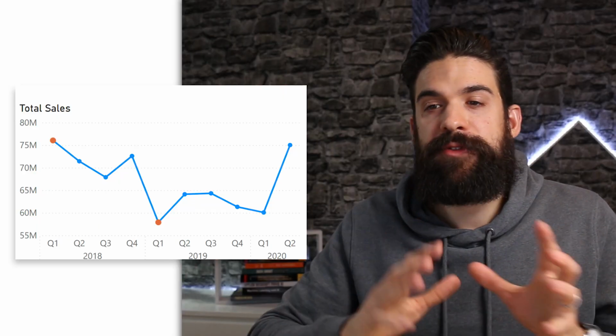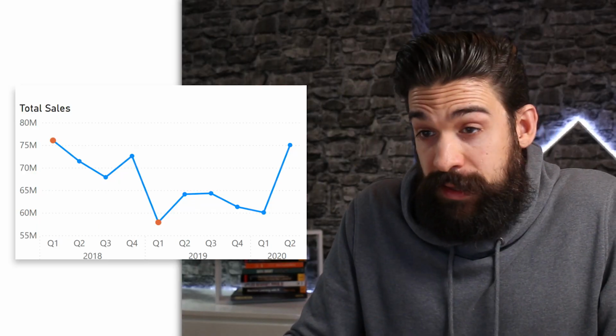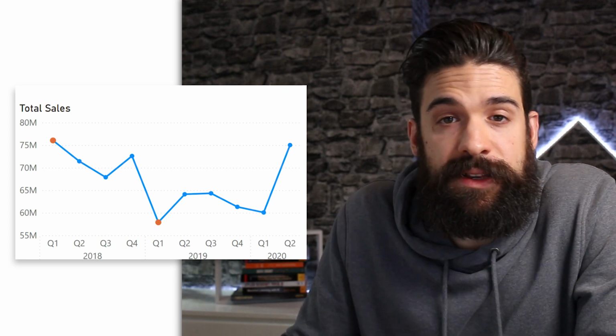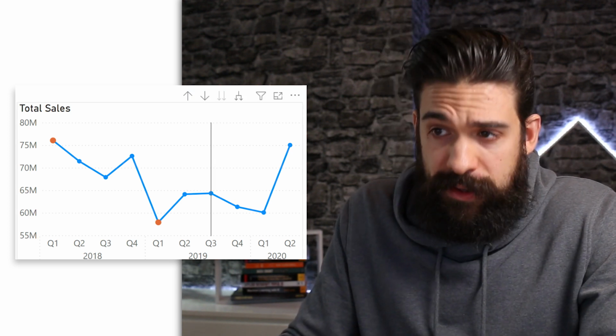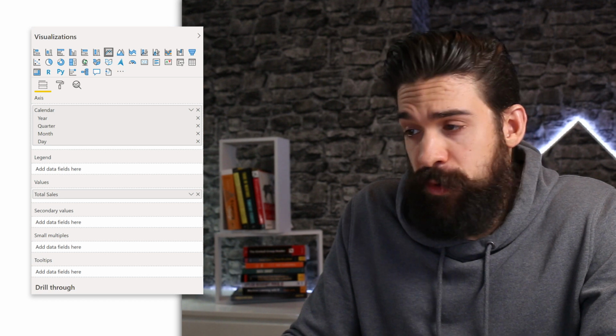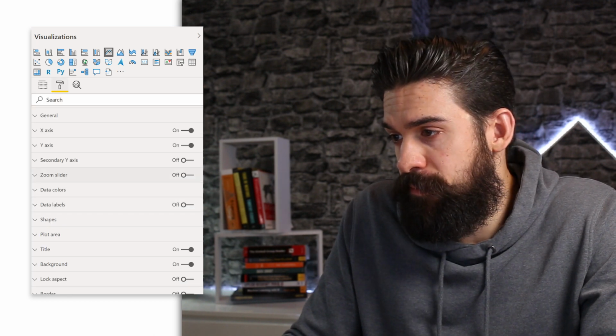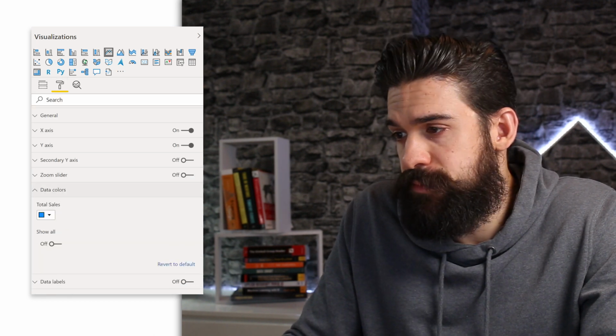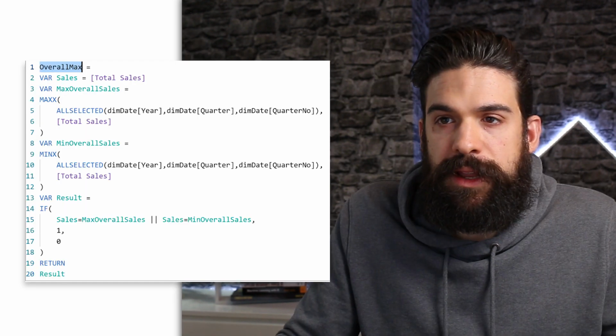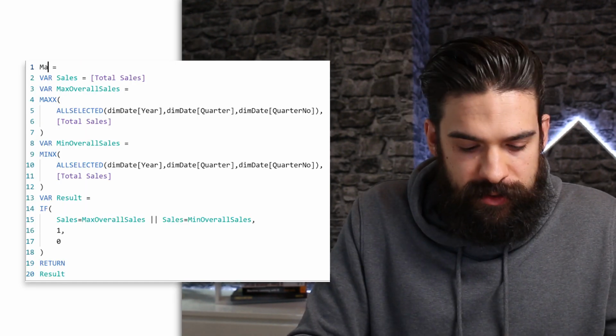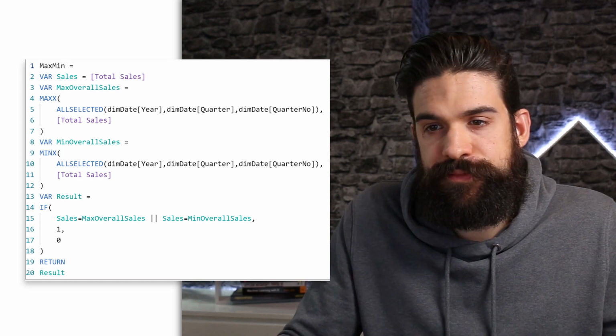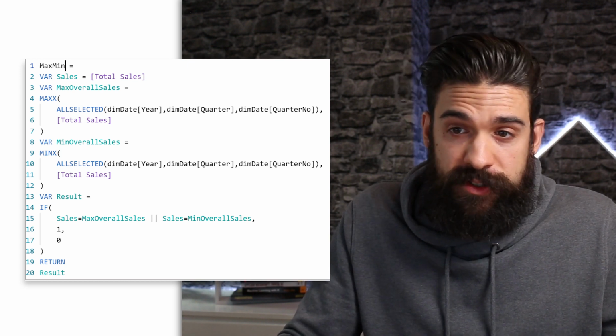Now, if you want to have different colors for the highest point and lowest point, then we just need to adjust the measure a little bit and the conditional formatting. So let's do that. So I'm gonna remove the conditional formatting first. And let's rename the measure as well. So to max min, so that's clear. And then we can go over here to the result statement.